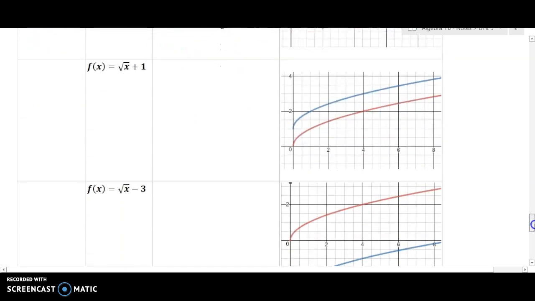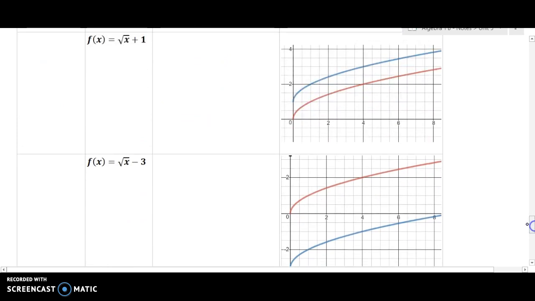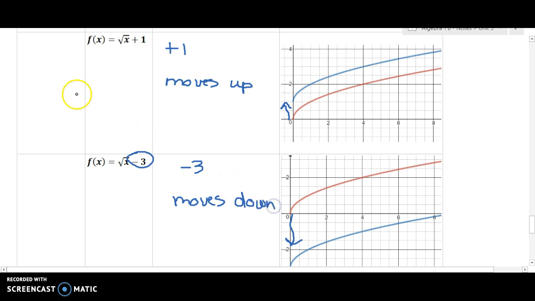And the last two we're going to look at give us that vertical shift. Okay, so when that plus or minus is on the outside of the radical, so plus 1 is going to move up one. And the negative 3 is going to move down. So there is no stretch. It just moves or shifts on the graph. So these are vertical shifts. So vertical positive shift and vertical negative shift.